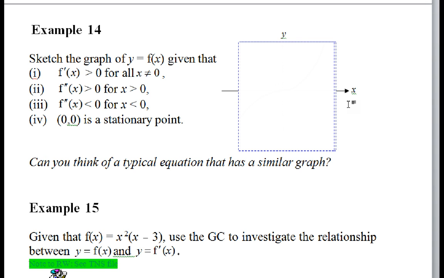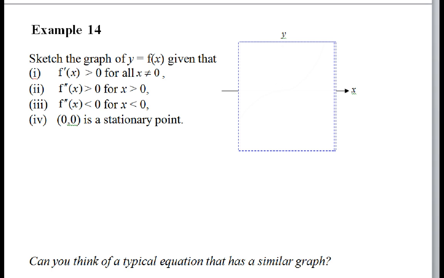Now let's try and sketch the graph of f(x) given that the gradient is always positive for all x. Gradient always positive. F double prime means d2y dx squared. d2y dx squared is positive for x positive, negative for x negative. Which means generally the tendency is always increasing like that. F prime is positive, so it always increases like that.